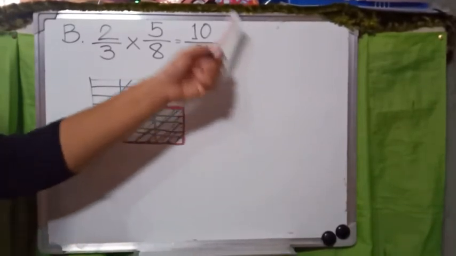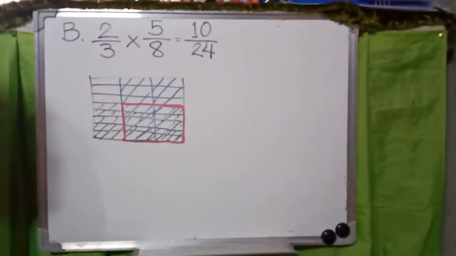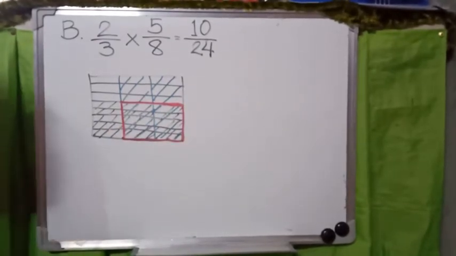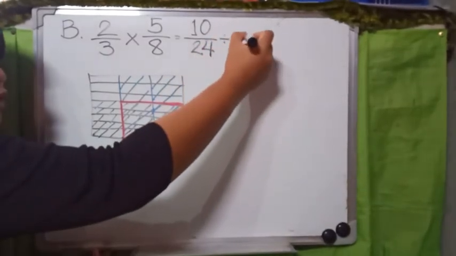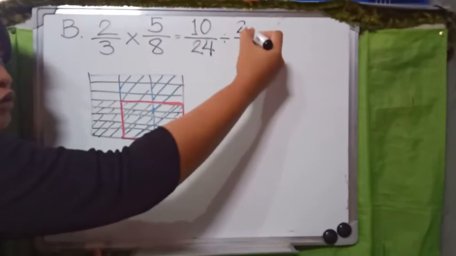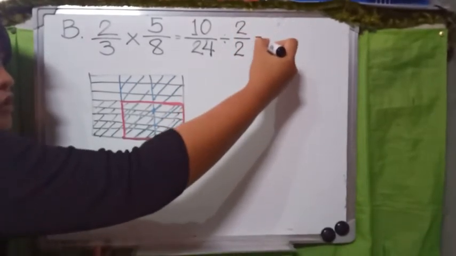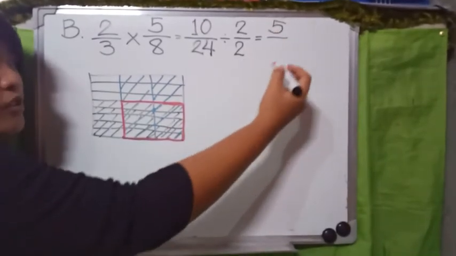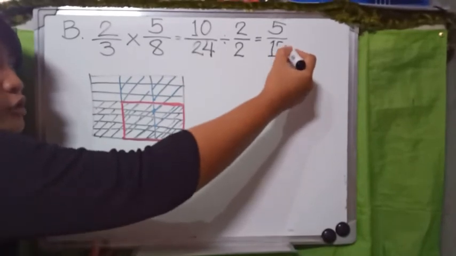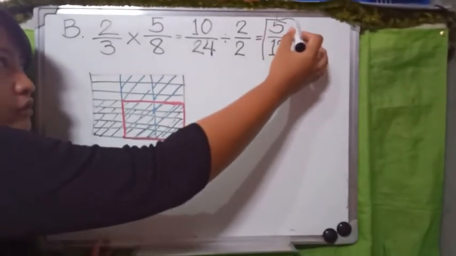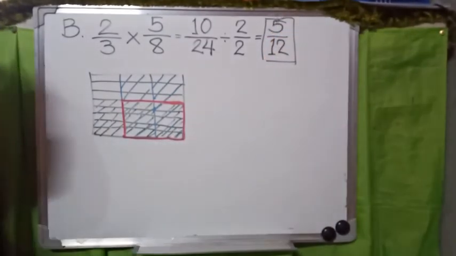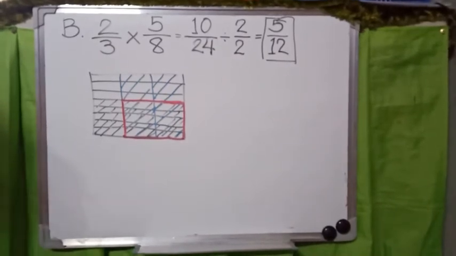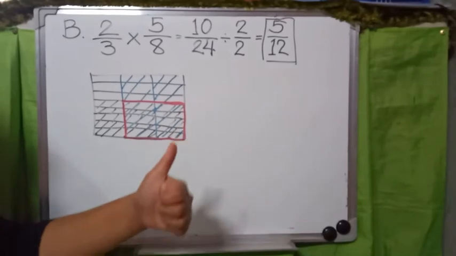Is this our final answer? Not yet, because 10 and 24 have a common factor, that is, they are divisible by 2. So 10 divided by 2 is 5, and 24 divided by 2 is 12. So this would be our final answer, 5/12. Did you get the correct answer? Very good.